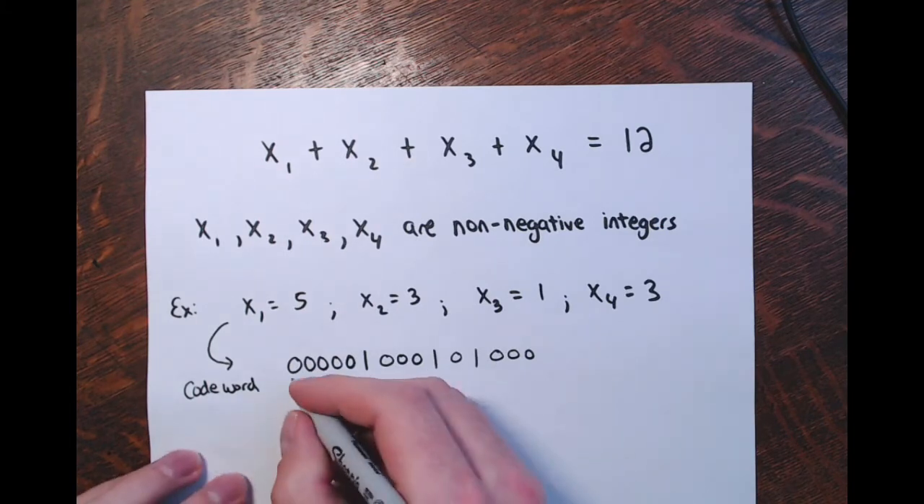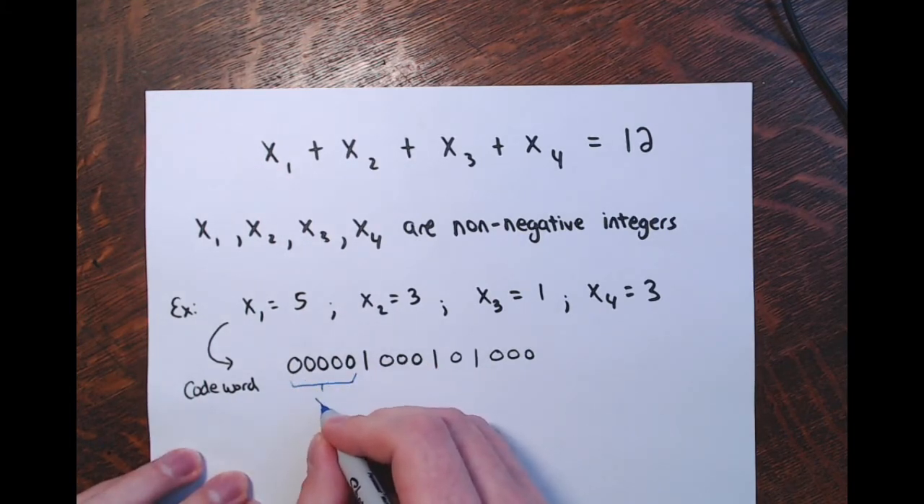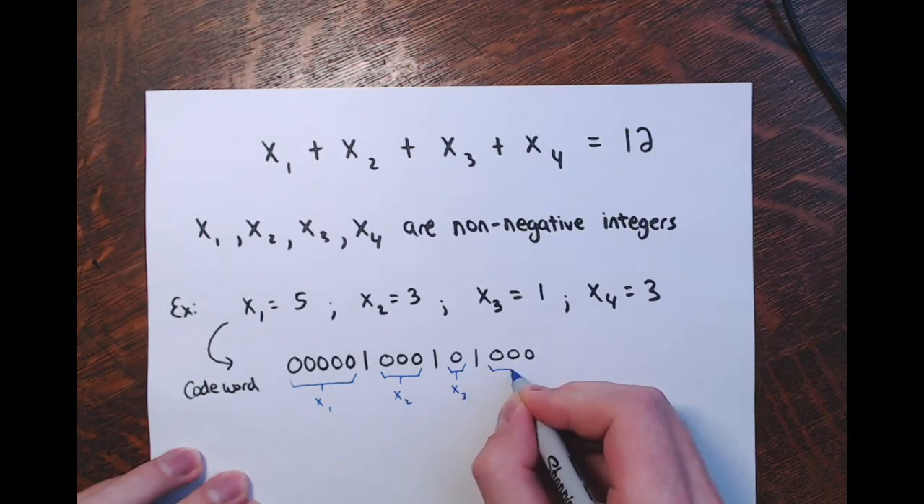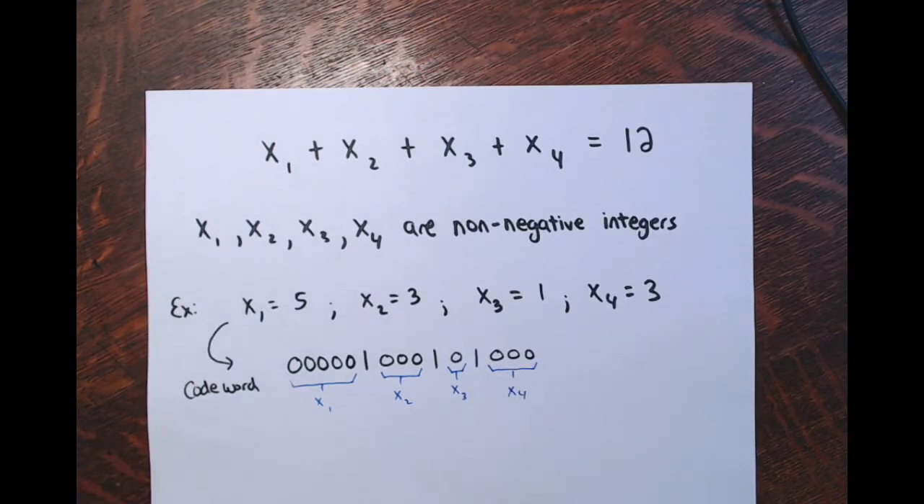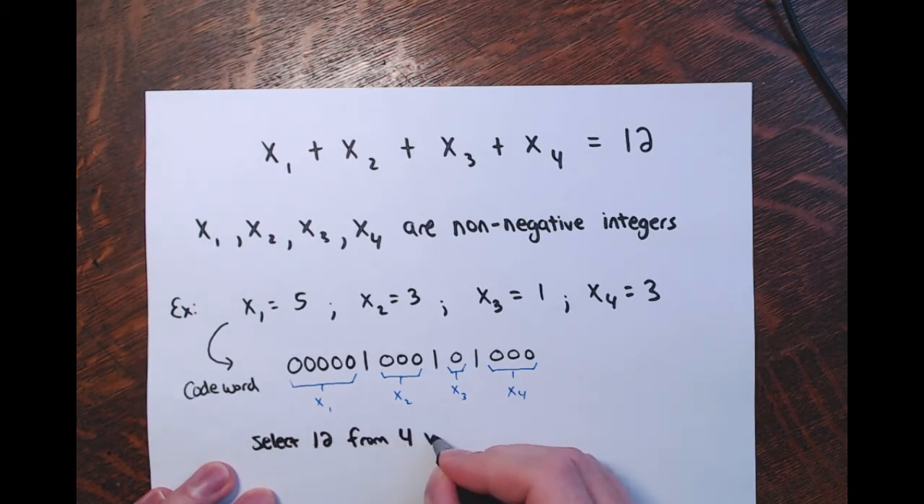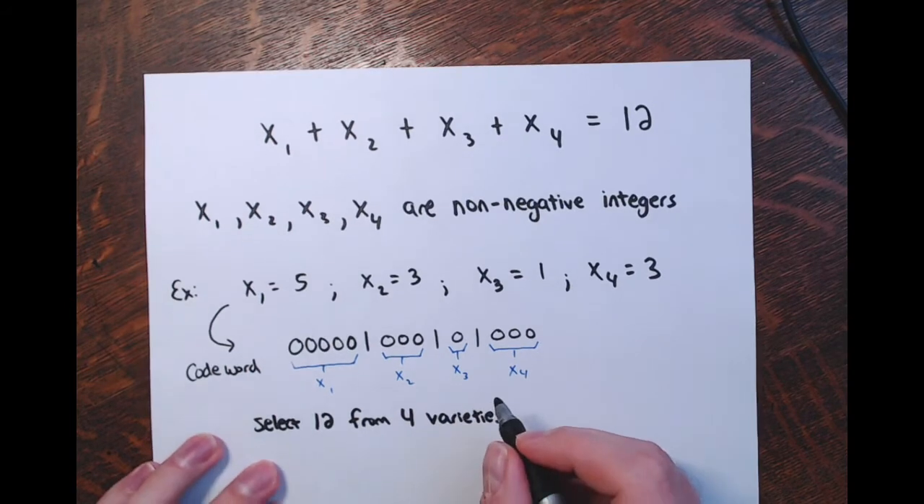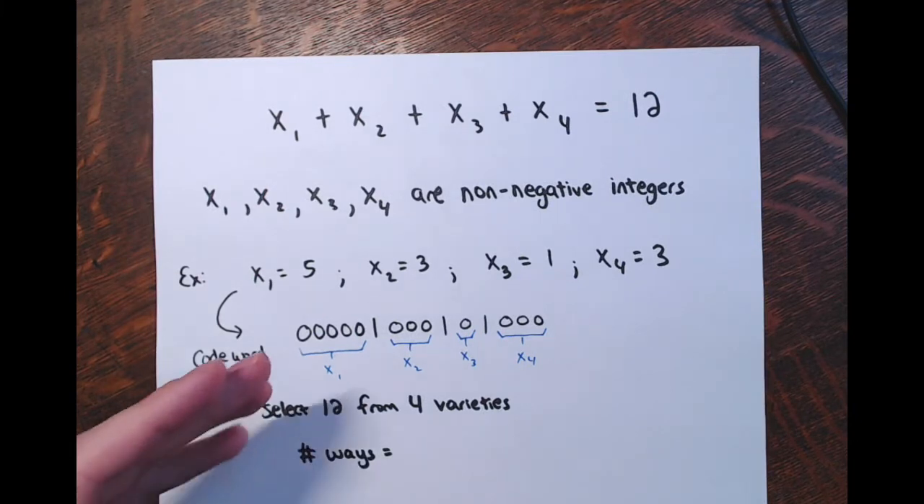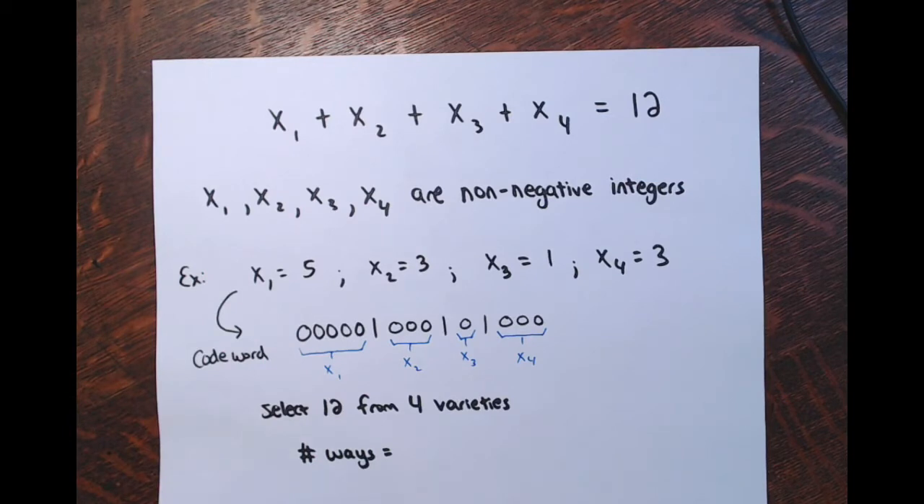Again, it's just like the 12 cookies with four varieties. X1, X2, X3, X4. So it's just like the 12 objects, four varieties. Right? So selecting 12 objects from four varieties. It's exactly the same scenario. So remember the number of ways to do that. The number of ways to select 12 objects from four varieties, where you're unlimited. You can select as many from each variety as you want. And also every object in the same variety is indistinguishable. You can't tell them apart.